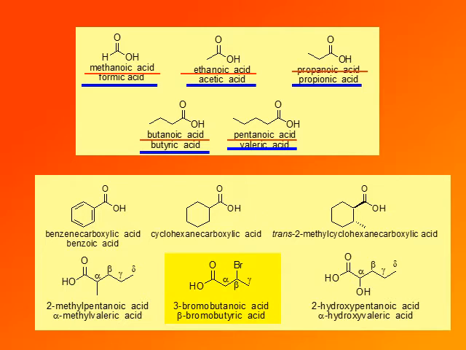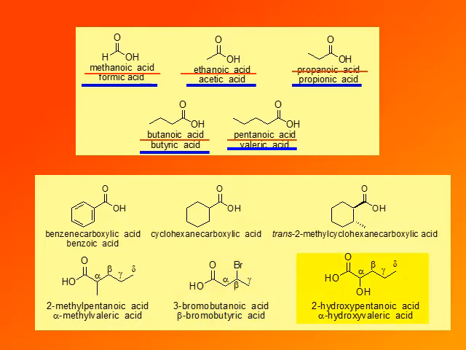Here is another example, and this is 3-bromobutanoic acid, so bromine is on carbon 3, or beta-bromobutyric acid. Again, as in the case of aldehydes, and whenever we use trivial nomenclature and Greek letters, make sure that you remember that alpha corresponds to carbon 2 in the chain, beta to carbon 3, gamma to carbon 4, and so on.